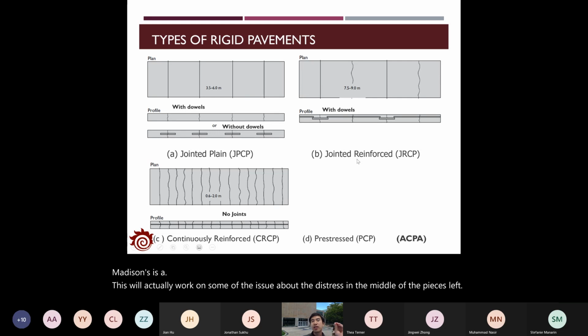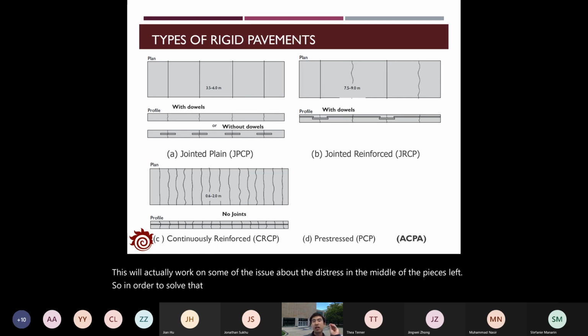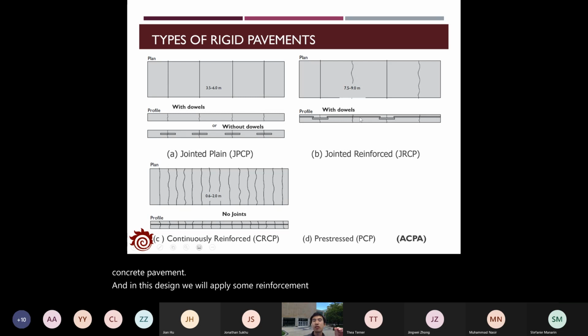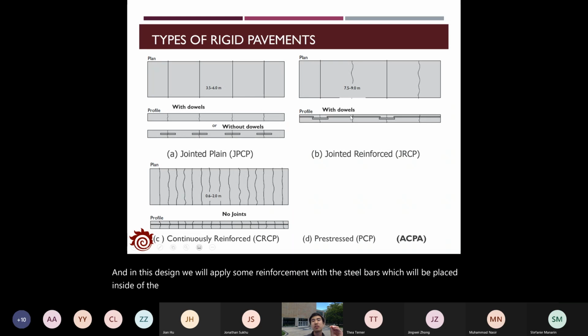So in order to solve that issue, we will have the design which is called the joint reinforced concrete pavement. In this design, we will apply some reinforcement with steel bars, which will be placed inside of the PCC slab, so that it can have better support for the load inside the PCC slab. With this kind of reinforcement, the size of the PCC slab could be longer.